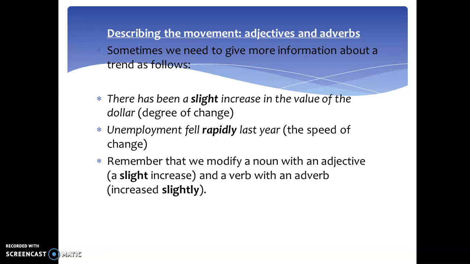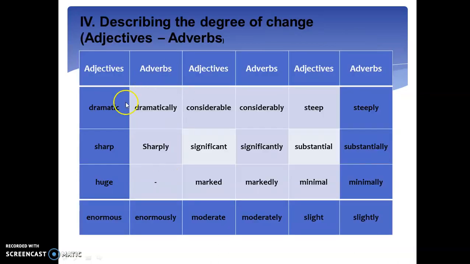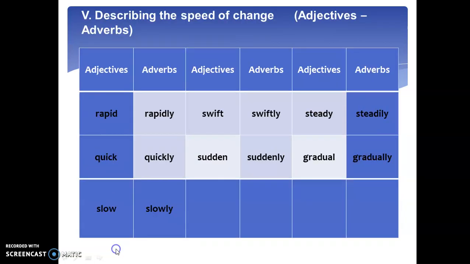You need to remember that we modify a noun with an adjective and a verb with an adverb. So it depends on your sentence. These are some of the list. Dramatic is an adjective, sharp is an adjective. The adverbs will be dramatically, sharply. The list goes on. You can read on your own.